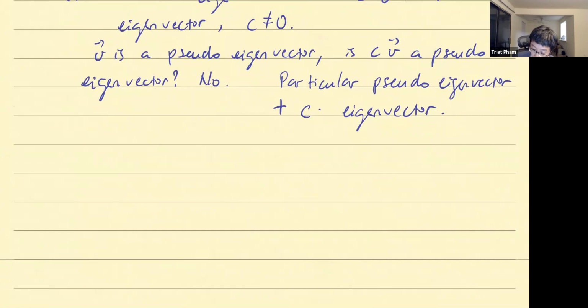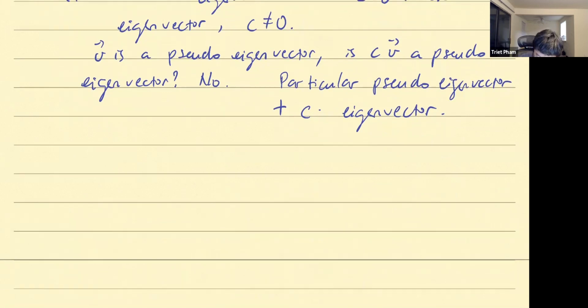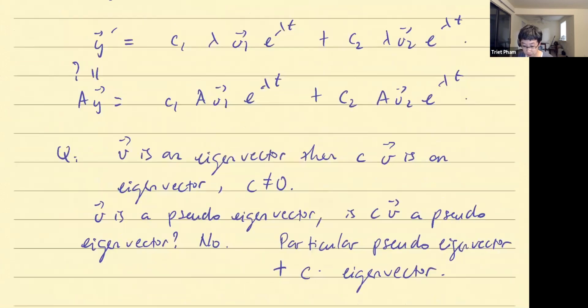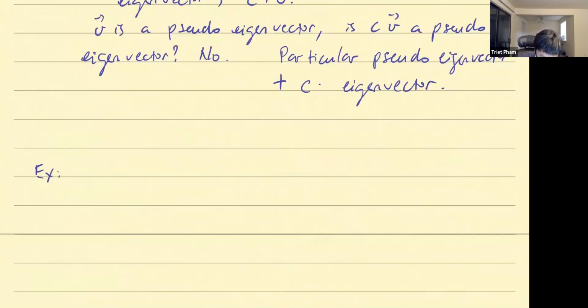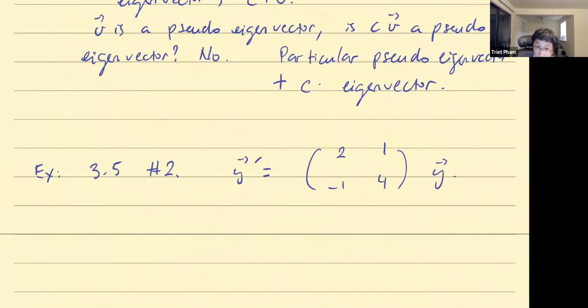Any question? All right. So let's look at another example. The example now is going to be 3.5 problem 2. There they got y prime equals the matrix 2, 1, minus 1, 4 times y. This is not decoupled.